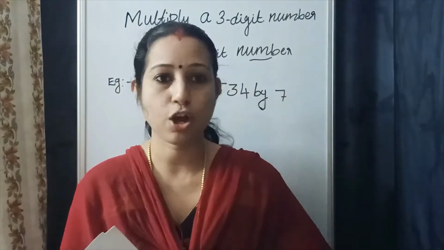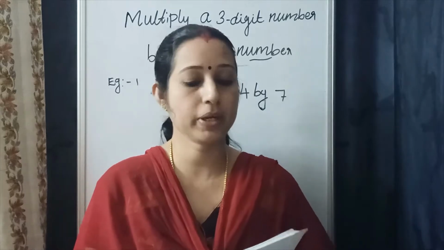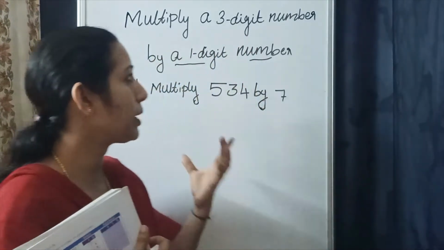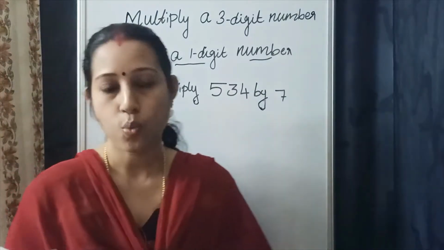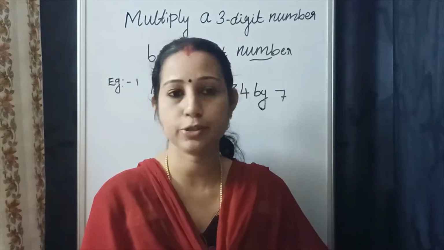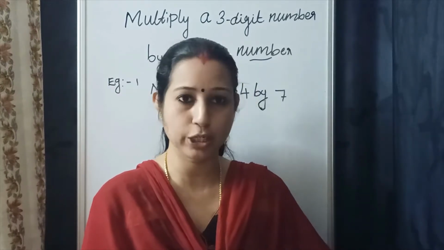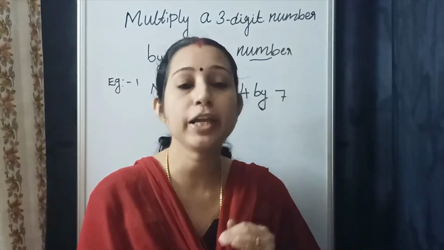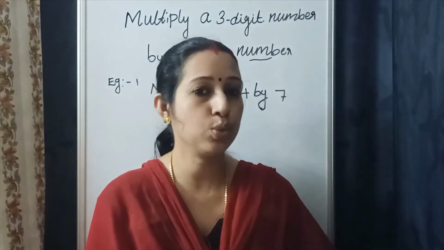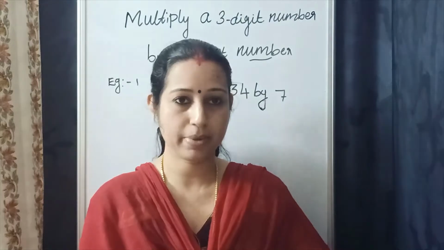We can discuss the first topic of this chapter. The topic is multiplying a 3-digit number by a 1-digit number. In class 3 we learned how to multiply a 2-digit number by a 1-digit number with regrouping. The multiplication of a 3-digit number is the same as the multiplication of a 2-digit number by a 1-digit number.